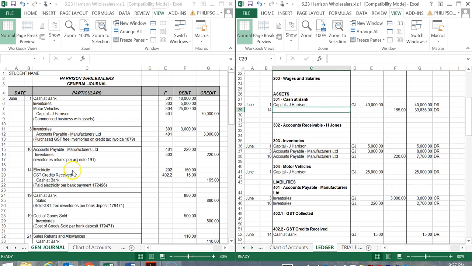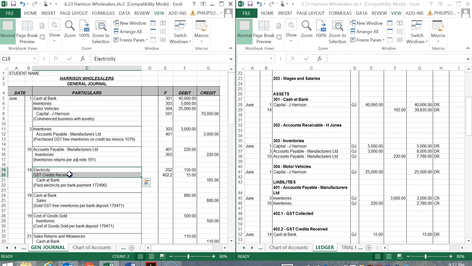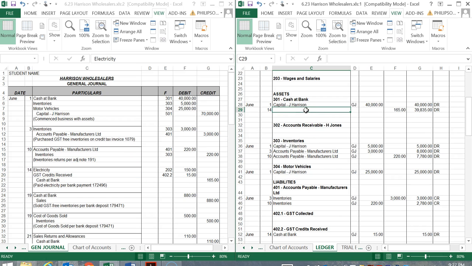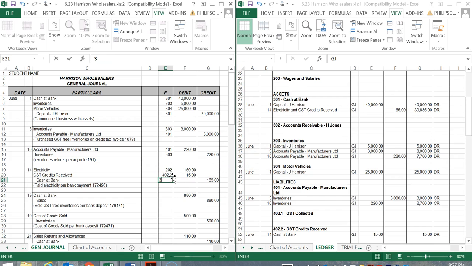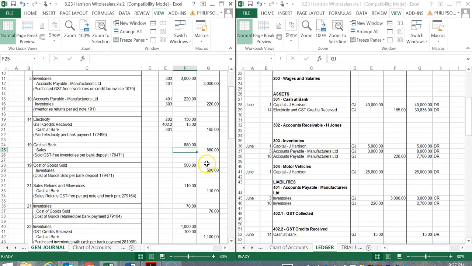Particulars here, it can be sundry accounts, but because there's only two, we'll put electricity and GST, and GST credits received. Folio, GJ, and 301. Okay, if you're not keeping up, pause it. That's what you can do with the video.